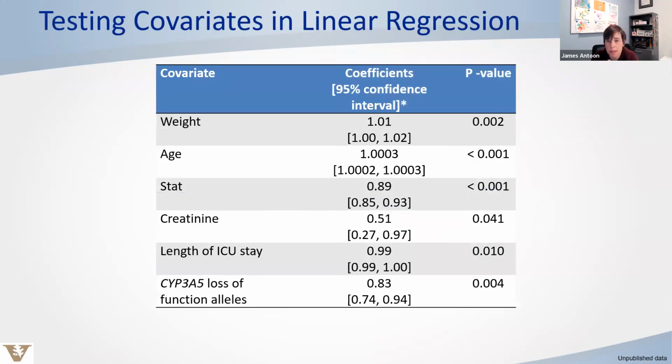Now we had a bigger data set, we were able to look at different covariates to see if they impacted fentanyl clearance in this population. And what we found is, not unexpectedly, things like weight and age were significantly correlated with fentanyl disposition. We also found that the STAT category, which measures the severity and potential morbidity and mortality from your cardiac surgery, was really important. Length of ICU stay also was, and CYP3A5 loss of function alleles, which I'll show you a little bit more about on the next slide.